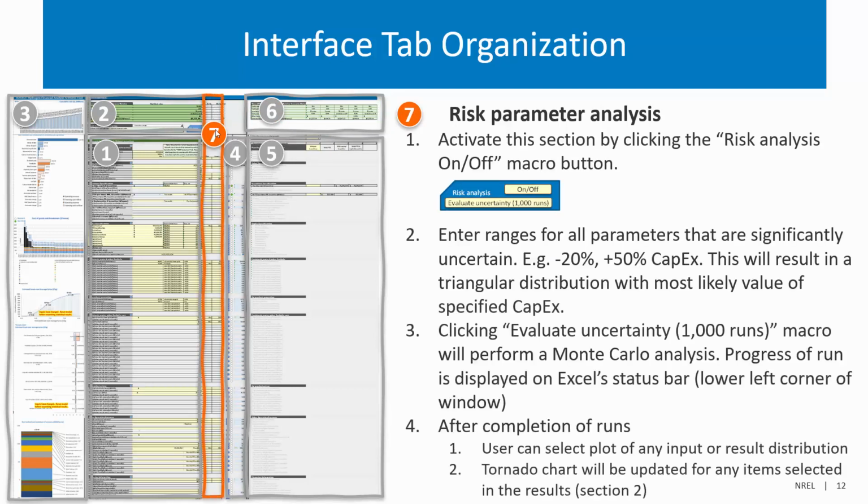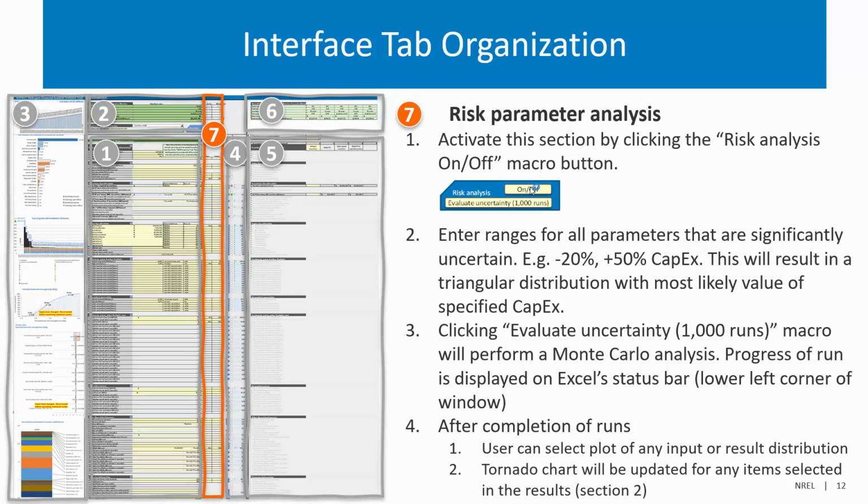Lastly, section 7 populates whenever you click a macro button that says risk analysis on off. In order to reduce clutter, this section is also hidden until the user decides that certain parameters have uncertainty to them and they would like to populate a range of inputs rather than point estimates. Certain parameters might have a high level of certainty and you might not want to clutter your analysis with providing a spread for them, but certain parameters might have a high level of uncertainty and also a high level of impact on your final results. So those you might want to be able to specify a range for.